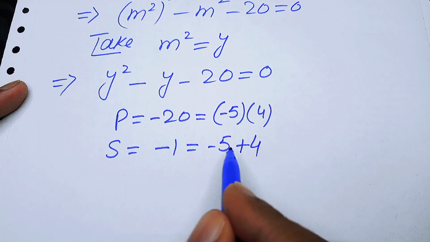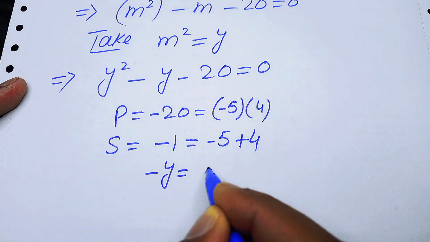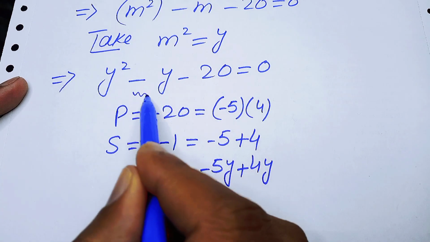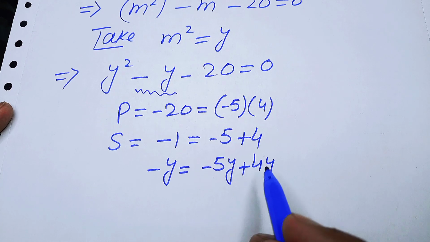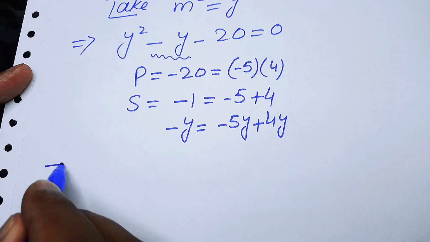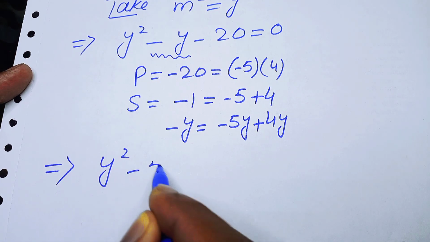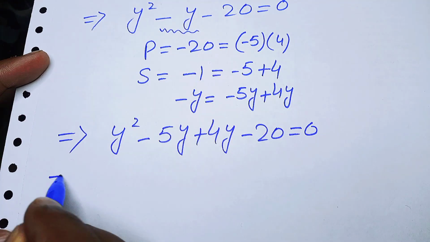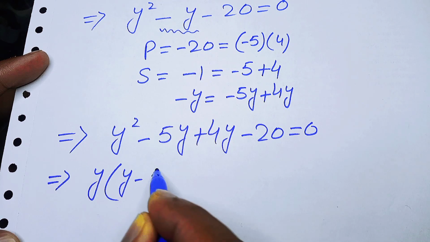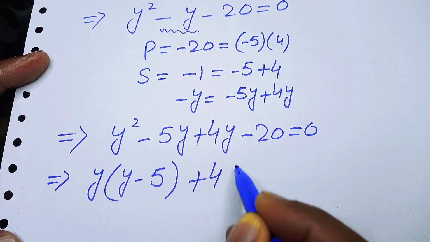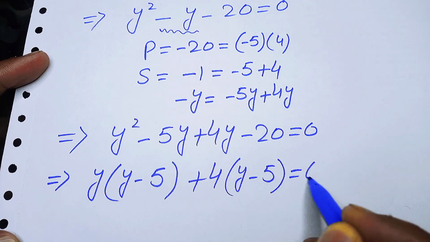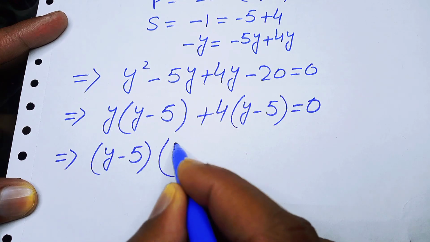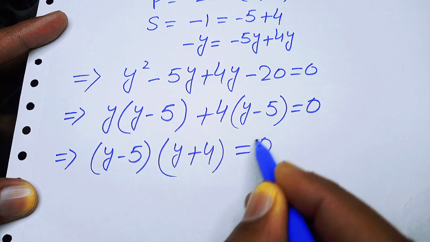And now we split the middle term, so it will become minus y as minus 5y plus 4y. Now we can just replace this minus y by minus 5y plus 4y, so that the given expression becomes y square minus 5y plus 4y minus 20 is equal to 0. And now here we take common y, and it becomes y times y minus 5. Here we take common 4, and it becomes y minus 5 is equal to 0. Now we take common y minus 5 from both of the terms, and it becomes y minus 5 times y plus 4 is equal to 0.